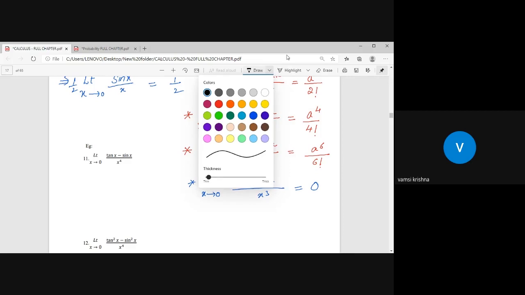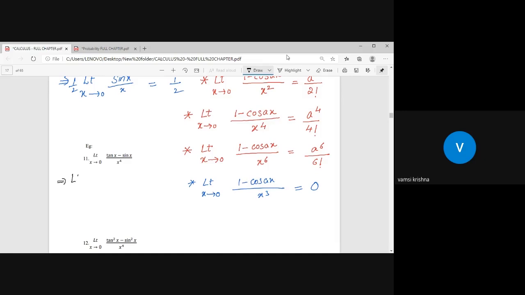So from this question, I am taking limit x tends to 0. From the numerator, I want to take tan x common. Tan x is common, 1 minus sin x by tan x, and sin x by tan x gives you cos x here. Taking common is nothing but division. Divided by x power 4. X power 4 we have.